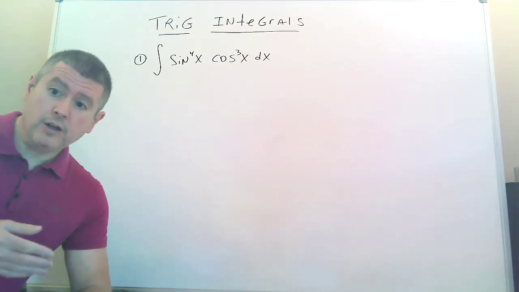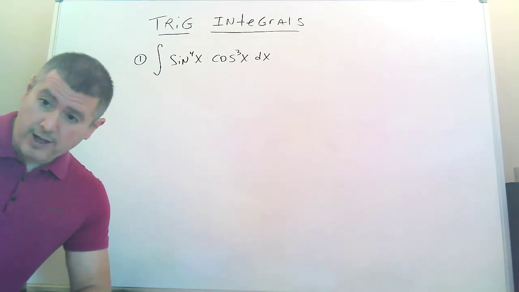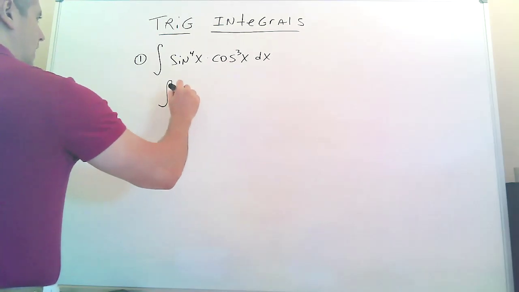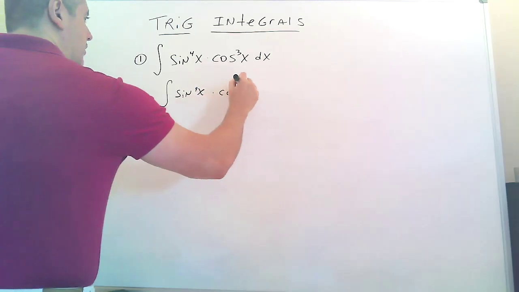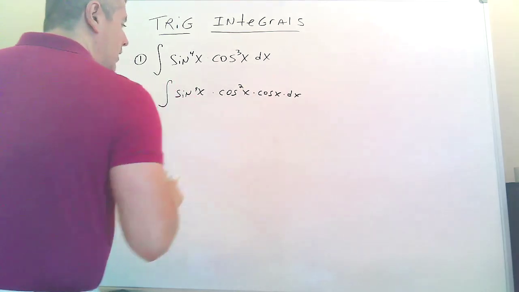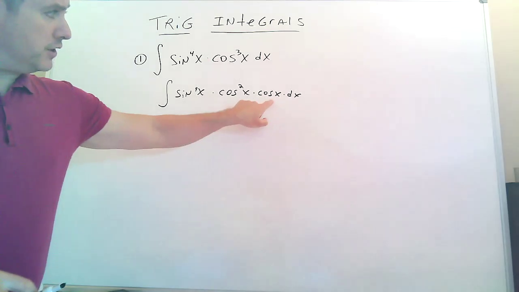Only one is odd. If there's only one that's odd, that is the one you split up. Now you have to split it up in a way that creates a du. That's always the goal of this, right? You're going to do a u substitution, and I'm going to do it. So you're going to split up cosine cubed as cosine squared times cosine 1. What you did was basically split this apart to create yourself a du.